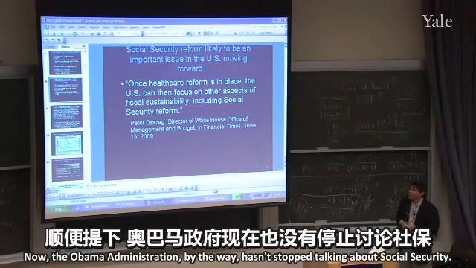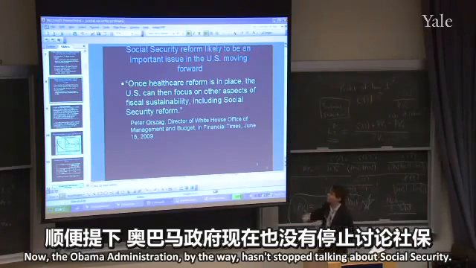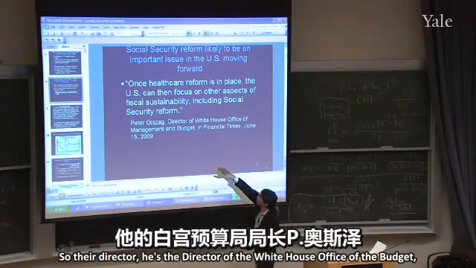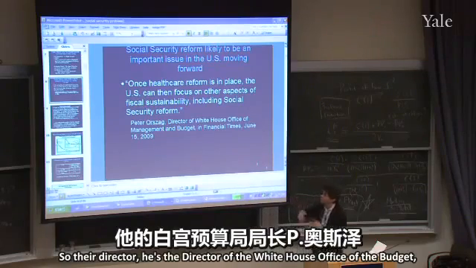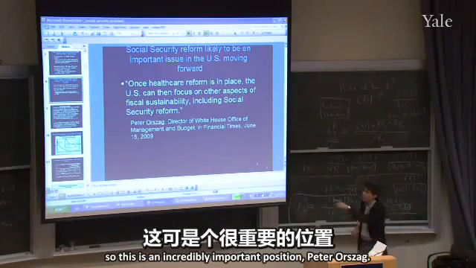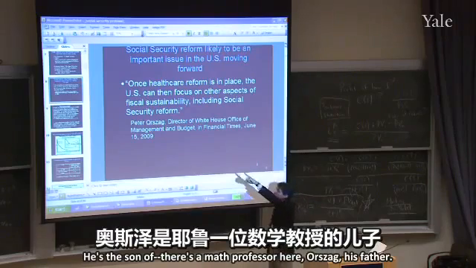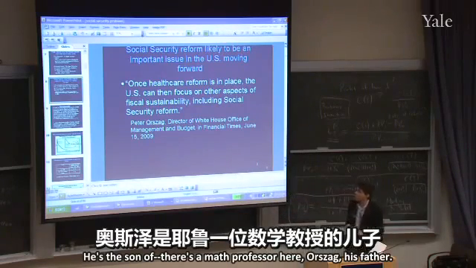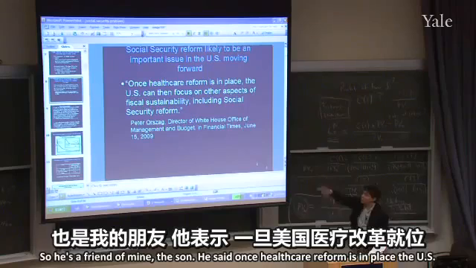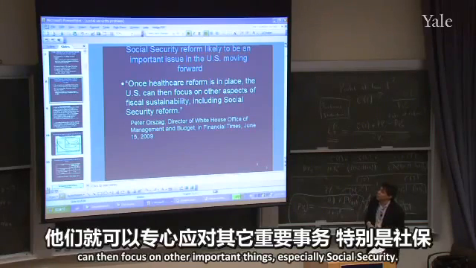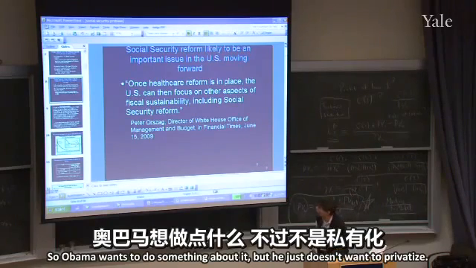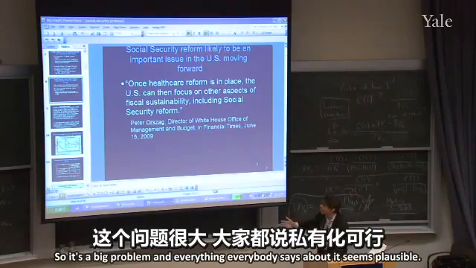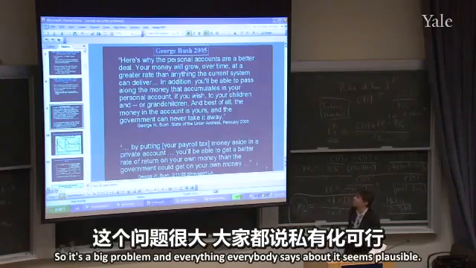Now, the Obama administration, by the way, hasn't stopped talking about Social Security. Their director of the White House Office of the Budget, so this is an incredibly important position, Peter Orszag, the son of a math professor here, Orszag, a friend of mine, said that once healthcare reform is in place, the U.S. can then focus on other important things, especially Social Security. So Obama wants to do something about it, but he just doesn't want to privatize. It's a big problem, and everything everybody says about it seems plausible.